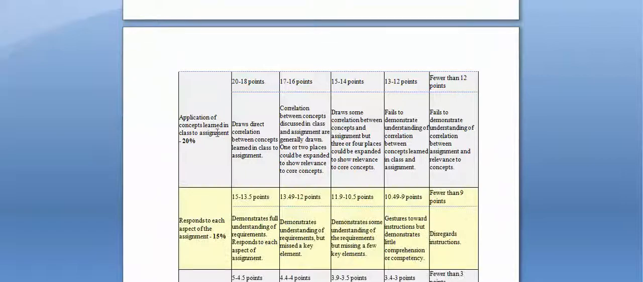And thirdly, you should make sure that you are applying the concepts learned in class, meaning in our discussions and in your reading, to the assignment. When you're doing your assignments, you cannot simply talk about your thoughts or your input.